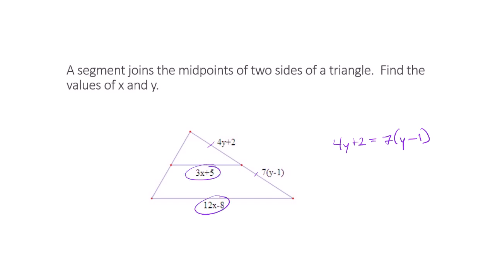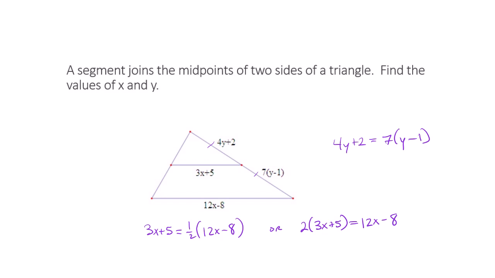And we can distribute the 7 and get the y's on one side, numbers on the other, etc. So then here, we know that this is half of this. We can do a couple different ways. We can double this and set it equal to this, or we can do half of this and set it equal to this. So either way works. So you can either say 3x plus 5 equals half of 12x minus 8, or you can say that double 3x plus 5 equals regular 12x minus 8. This way might be a little better sometimes if you don't have even numbers in there, then you'd end up with fractions, but either way is fine.